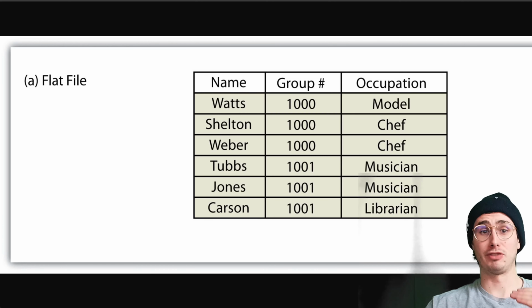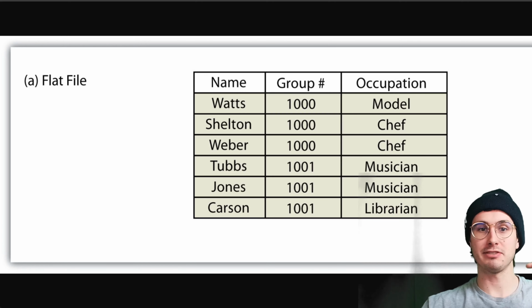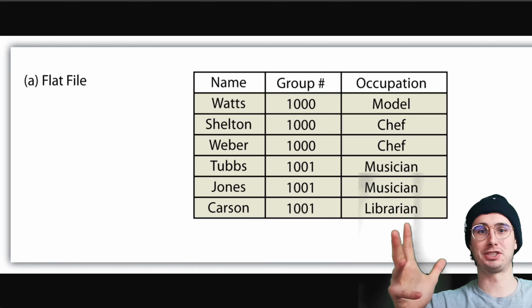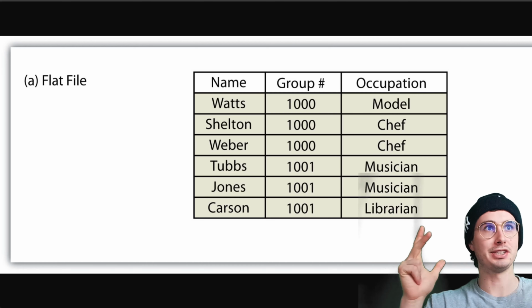Now, to completely reverse the level of complexity, you also have the flat model. And in a flat model, data is stored in a single 2-dimensional array. It is easy to understand and use.